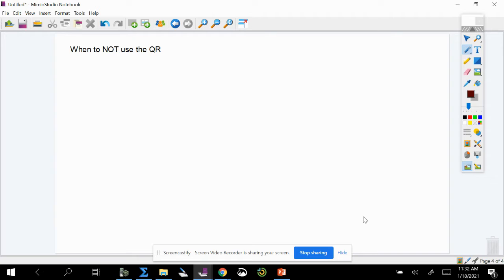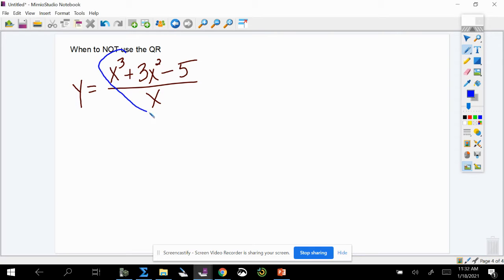So one time when you wouldn't want to use a quotient rule is when you have a denominator that looks something like this, where you have what I call a single term denominator. When you have a single term denominator, the best thing to do is what I often call pretzeling the function. You probably never heard that. It's not really a math term, it just makes sense to me. Split it up into three separate expressions by taking each of them and dividing by x.